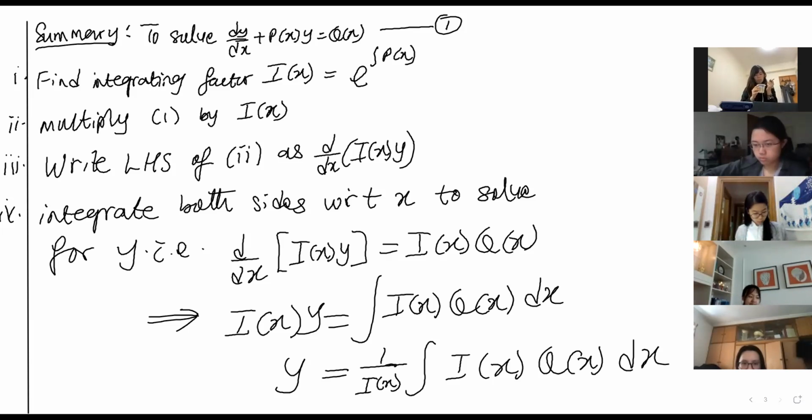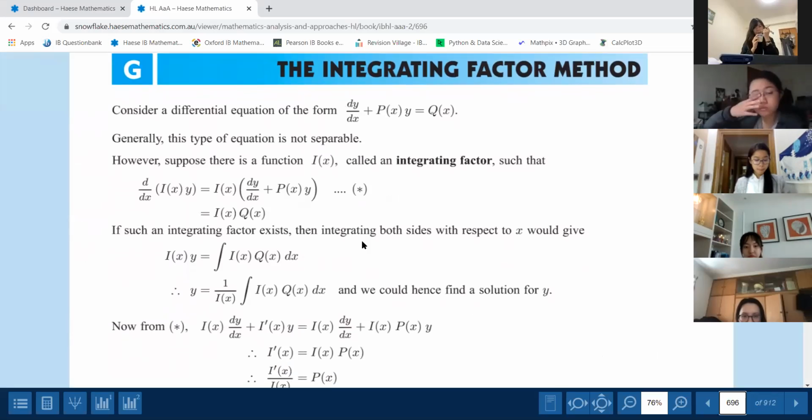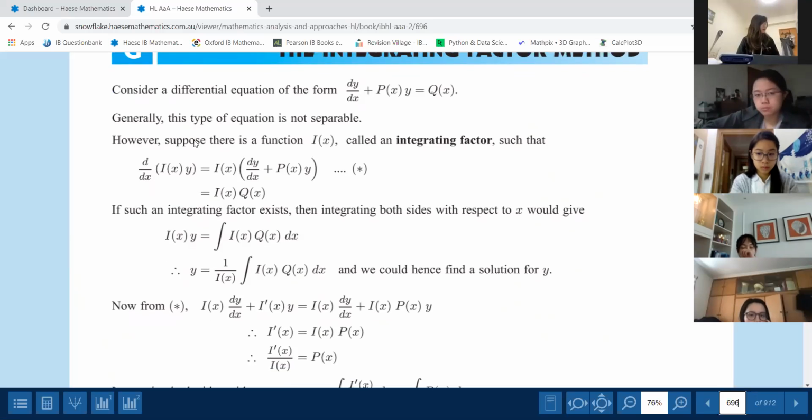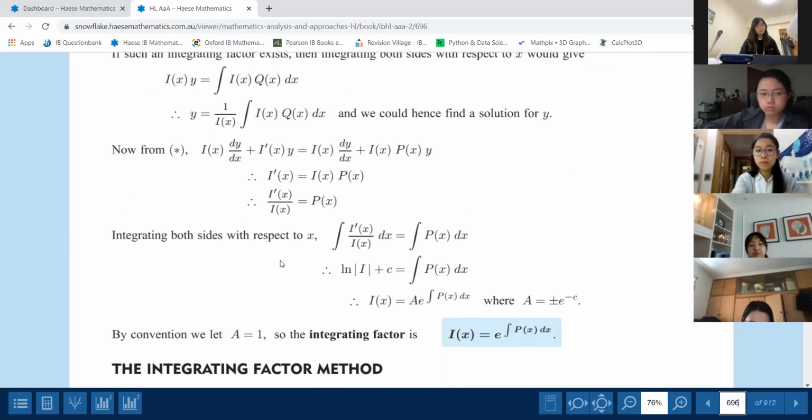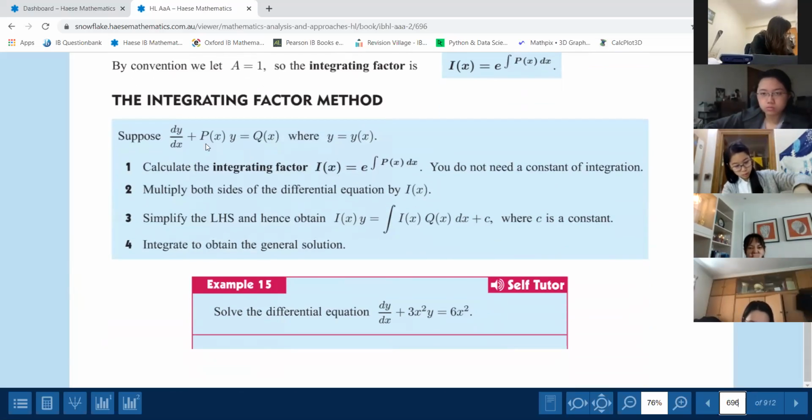Okay, I'm sharing my screen now. Can you see this? So this is what we have just done. Consider a differential equation of this form. Generally, this type of equation is not separable. However, suppose there is a function I(x) called the integrating factor, so that whenever you multiply the left-hand side by I(x), we can derive the I(x). So this is just the derivation of the I(x). Don't worry about it.